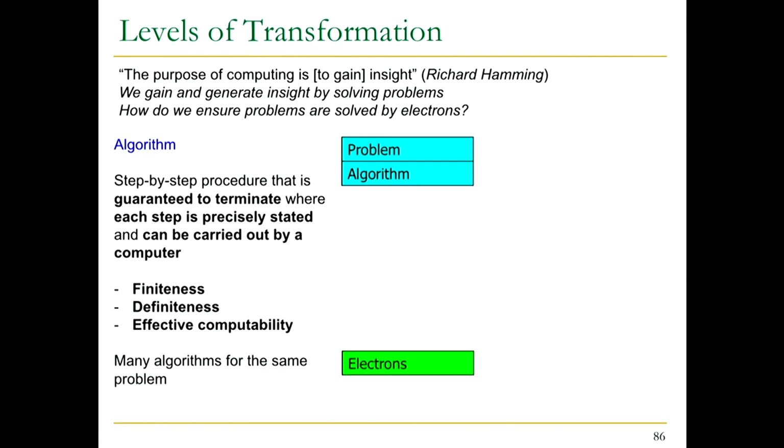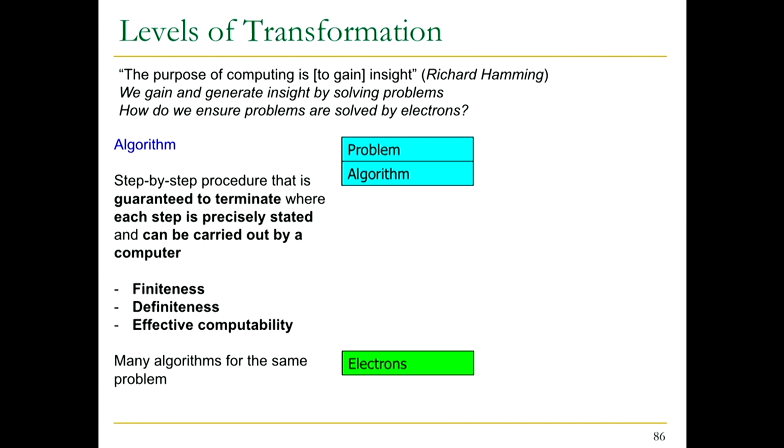So guaranteed to terminate means it's finite. Each step is precisely stated means it's definite, and it can be carried out by a computer. It means effectively computable. You will see this in the Patt and Patel book. I'm not going to go into detail, but this is really required for a computer to understand what your problem is. For example, if you don't guarantee that your algorithm terminates, then you have a problem. You have an infinite loop, maybe. Each step needs to be precisely stated. That's important. So it's essentially a recipe, and it needs to be effectively computable by a computer.